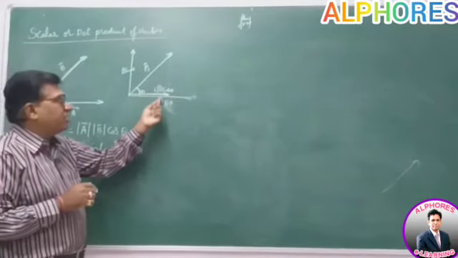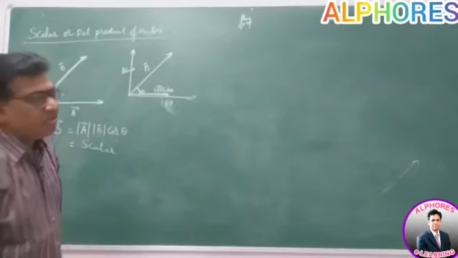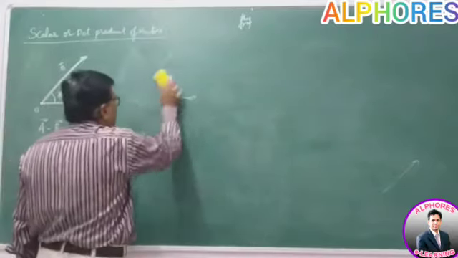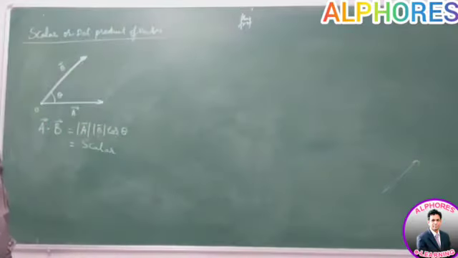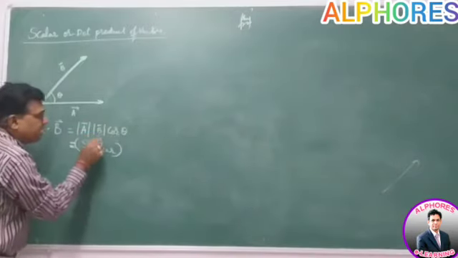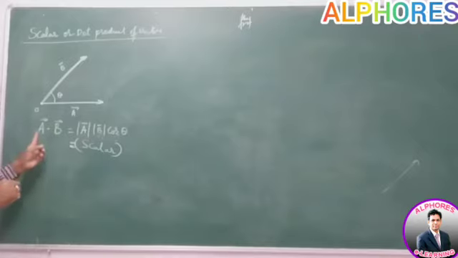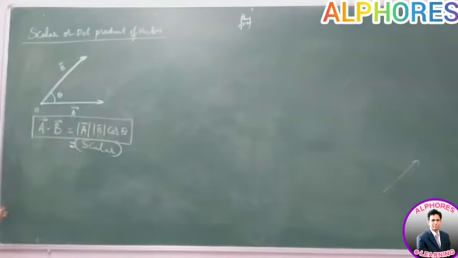So the product of A and the component of the vector B, cos theta. This way, A dot B can be defined as the product of the magnitude of the vectors and the cosine of the angle between the vectors, and this is a pure scalar. So A dot B is mod A mod B cos theta. This is the formula for the dot product of two vectors.